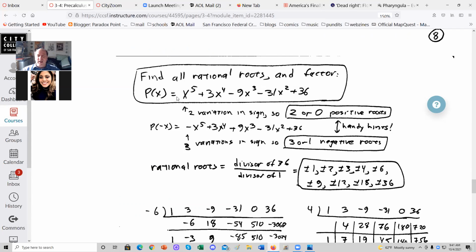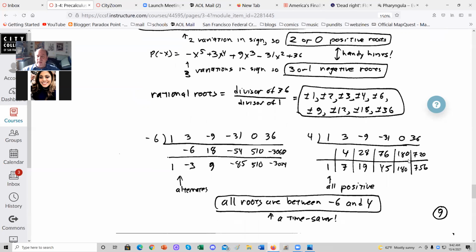All right, so looking at this, there's 1, 2 variations in sign. So there's 2 or 0 positive roots. If you plug in negative x, then the 5th power and the 3rd power flip, so you get this, and you get 1, 2, 3 variations in sign. There's 3 or 1 negative roots. So, okay, these are handy hints. Rational roots of this polynomial are divisors of 36 divided by divisors of 1. It comes out to these possibilities.